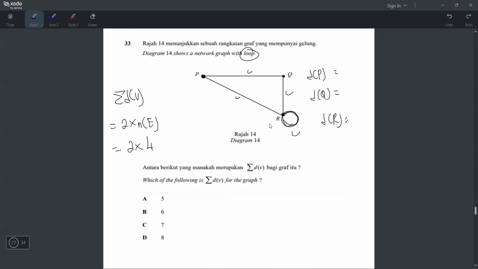But if you want to count the degree for a loop, the degree of a loop is 2, right? But I don't want the degree of the loop now. I want the number of edges. So that's why the loop, we count it as one edge. So 1, 2, 3, 4. So the answer is 8. And the answer is D, right?